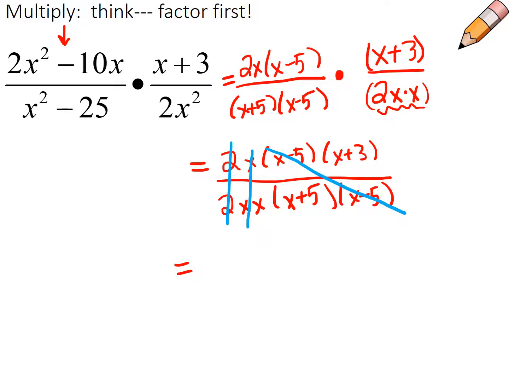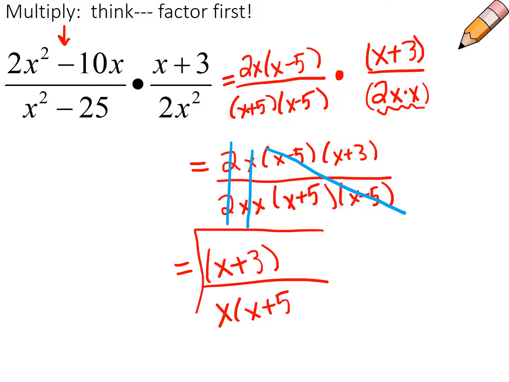Now we're left with in our numerator x plus 3, and then in our denominator we're left with x times x plus 5. And now it's not so bad. We don't have that long of a rational expression. So that is number 1, and that's how we're going to think through the rest of these problems, and we have 3 more.